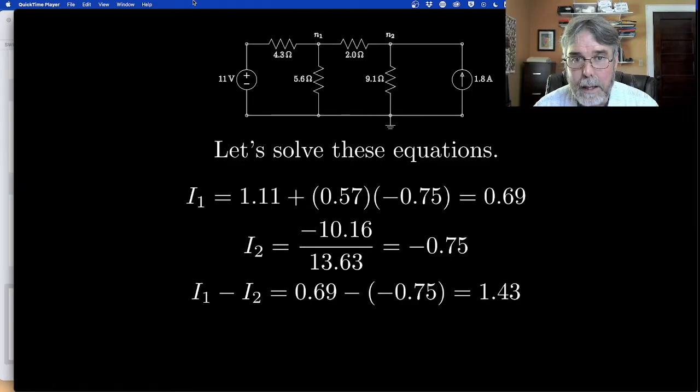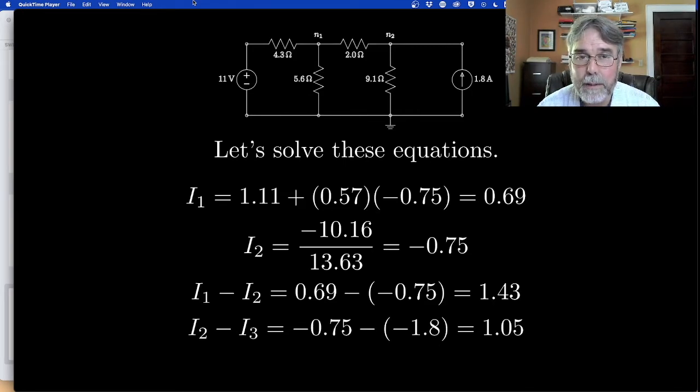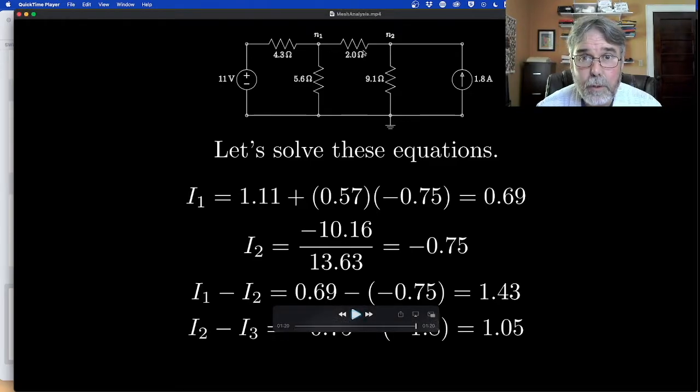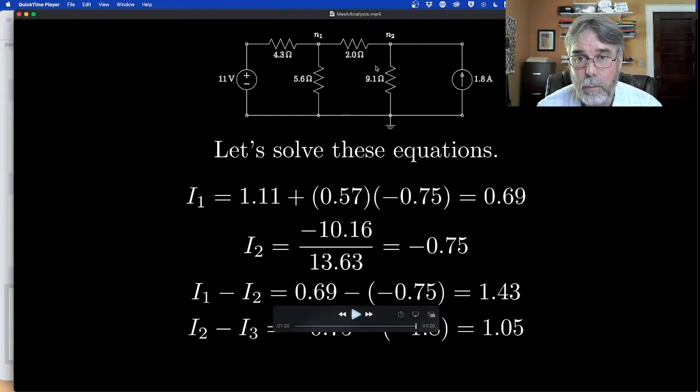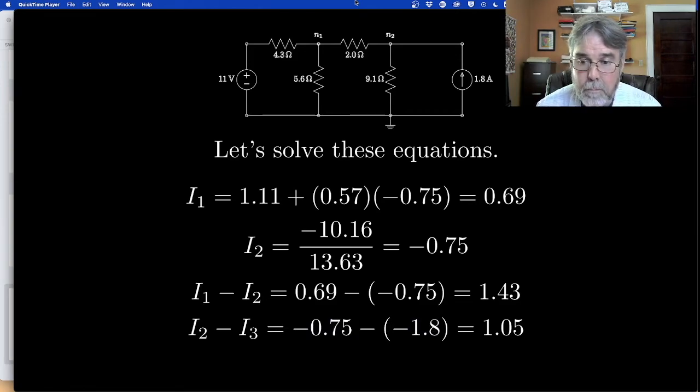Now, the currents, one thing I want to point out is that I1 is the current flowing in the 4.3 ohm resistor. I2 is the current flowing in this 2.0 ohm resistor, this guy right here. I1 is the current flowing in this guy. The current in the 5.6 ohm, it's got I1 going down and I2 going up, so it's really I1 minus I2. So that's why I calculate down here, I'm calculating I1 minus I2. And then in the 9.1, it's got I2 minus I3, and so that works out to be 1.05 amps.